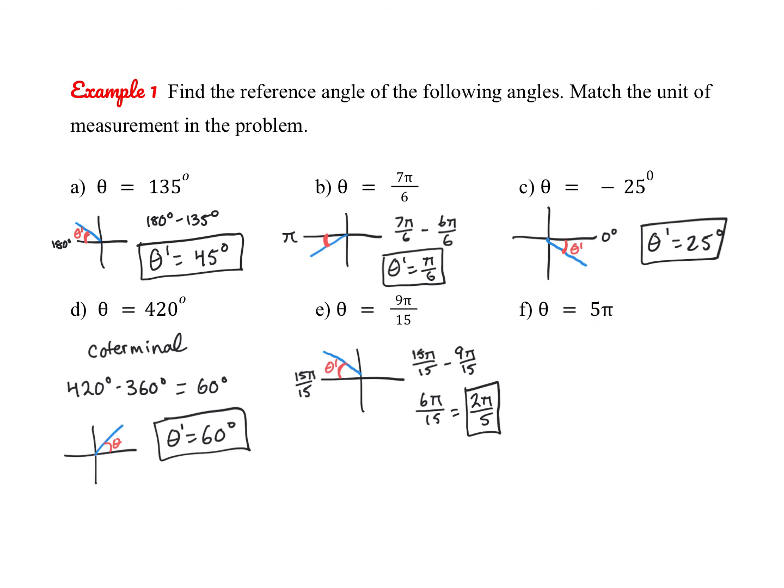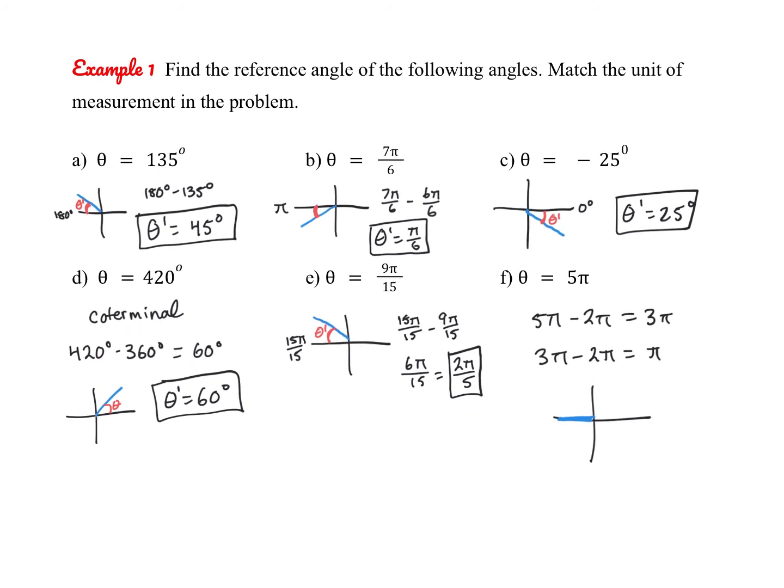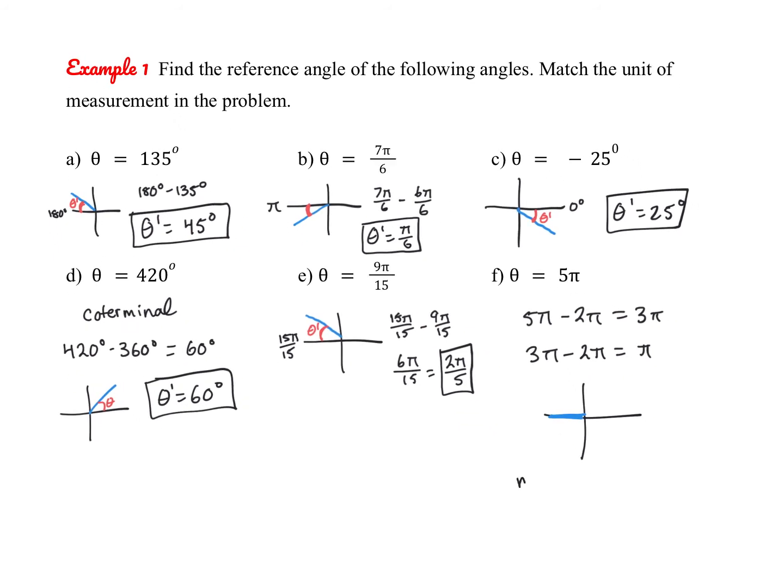Okay, the last one, 5 pi. So that's definitely more than one rotation. So let's find a coterminal angle again. So I'll start by subtracting a full rotation. Still leaves us with 3 pi. Let's find another coterminal angle, an even smaller one, which is just pi. So pi is this angle right here. So since it's actually on our axis, we would say that this one actually does not have a reference angle. So this one has no reference angle. So by definition, our reference angle should be between 0 and 90 degrees. So anything that is on one of your axes will not have a reference angle.